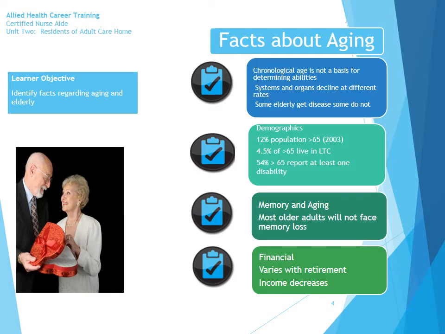Now, a lot of people don't live in a long-term care facility because they run from nursing homes. Why are they running from nursing homes? Because the nursing homes, like we talked about in the first unit, are very much staff-based and task-oriented. That's what we're trying to change. So a lot of people hear the words nursing home and they're like, no, I don't want to ever go to a nursing home. And they run from it and run from it and run from it.